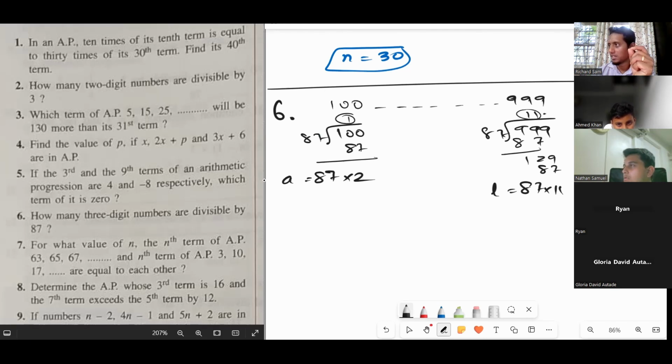Do you understand? So 87 into 2, do that, you'll get A. 87 into 11, you'll get the last term L. And the difference will be how much? Difference is 87, because you're doing 87 tables, right? The difference between every term is 87. All right, so we have A, we have D, we have L. What do we have to find? We have to find N.